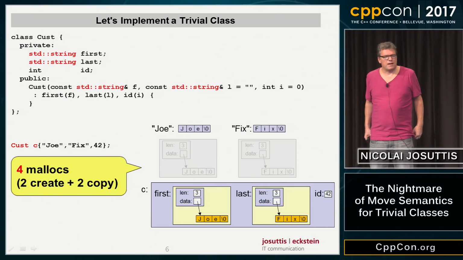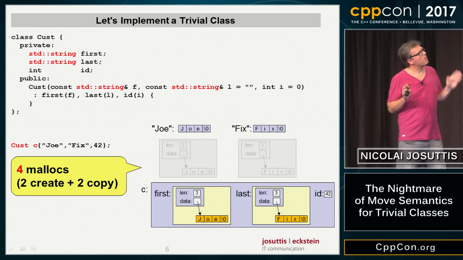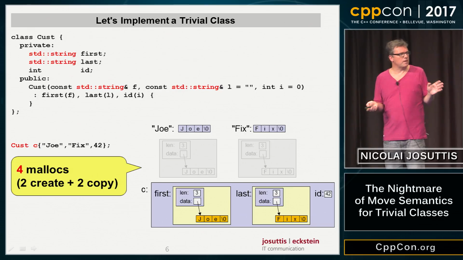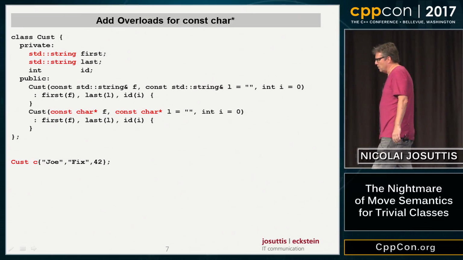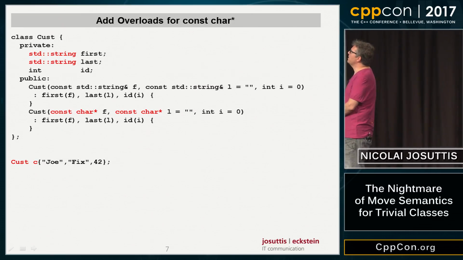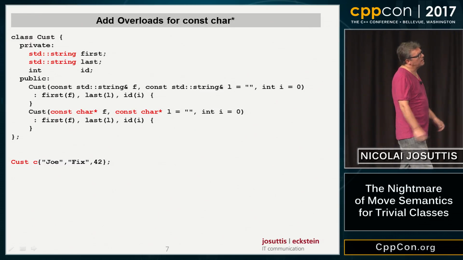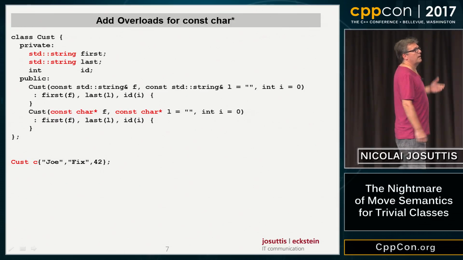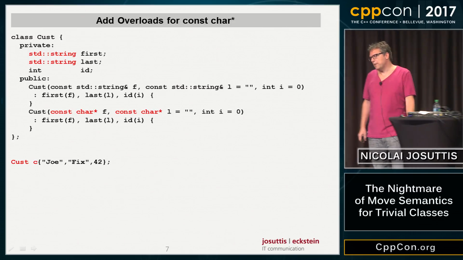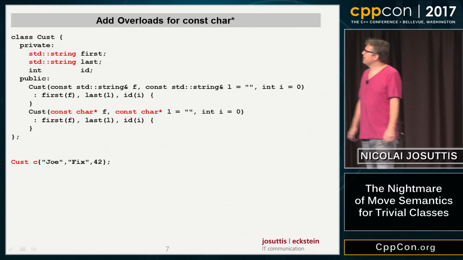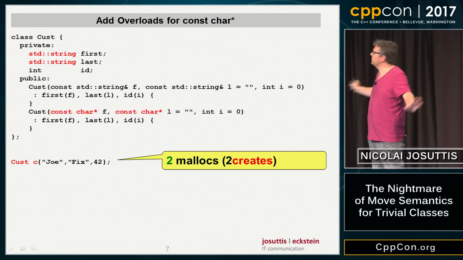So we have C++. We want to make it perfect. Sometimes performance matters. So the question is, how can we make this perfect? How can we improve things? So first of all, what we did before C++11, we usually overloaded for const char star. Because then we can directly take the address of a string literal as an argument and directly initialize the members by the passed pointers. So we save 2 mallocs. 2 mallocs, only 2 creates we have here.